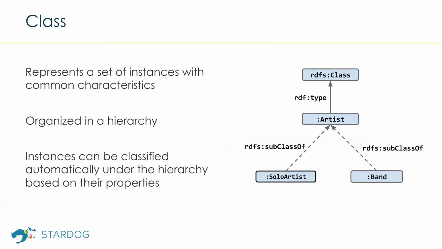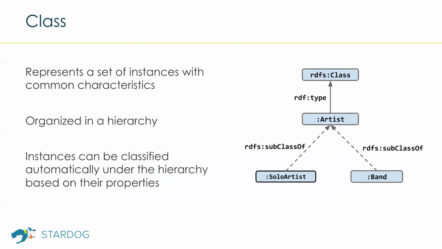So what am I talking about? We already covered a little bit of this when we went over RDF type. The RDF has the concept of a class, which is just a set of instances with common characteristics. So we've already been using classes this whole time. When we had, Please Please Me is of type Album, Album there is a class. Or Artist is a class.